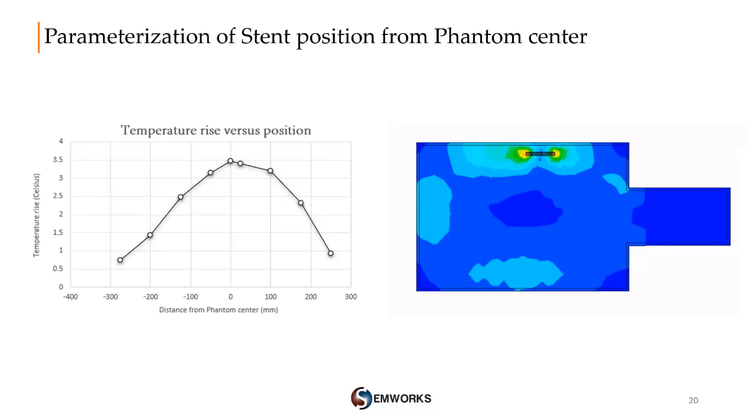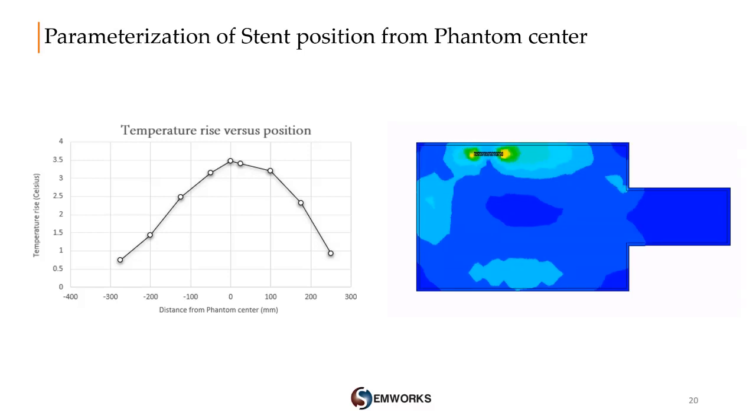With the same stent device, the HFWorks tool also allows us to predict the effect of the stent position inside the phantom using a parametric analysis by changing the distance from the phantom center to the stent center. We got the following results.